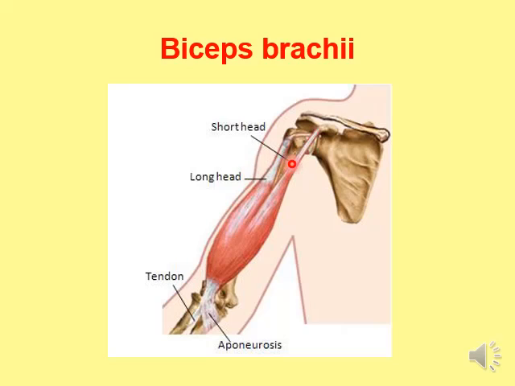This is the short head, which takes origin from the coracoid process. This is the long head, which takes origin from the supraglenoid tubercle. It enters into the shoulder joint, into the capsule, so it is intracapsular and extrasynovial. This is the biceps tendon inserted into the radial tuberosity, and this is the bicipital aponeurosis, which goes to fuse with the deep fascia of the forearm.